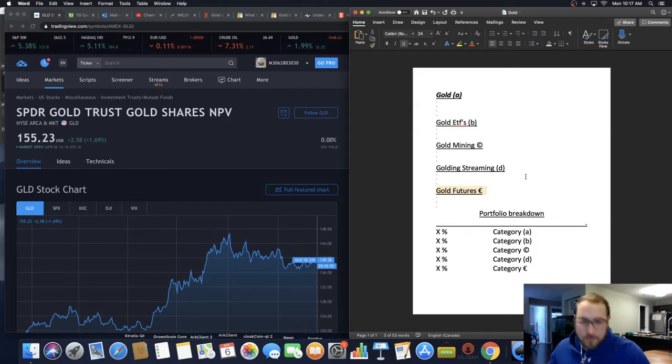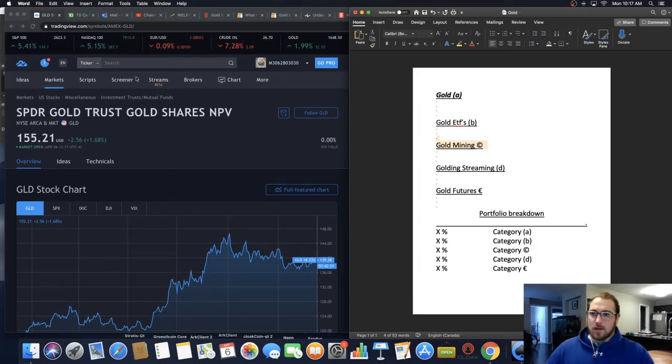If you're deciding to invest in gold, this is a possibility of diversification within a singular asset. So instead of, let's say, just buying pure physical gold bullion, or investing into a gold ETF, or a gold mining company, or streaming, or playing in the futures market, how much of your wealth do you want to allocate to either one of these categories within just the broader category of gold?